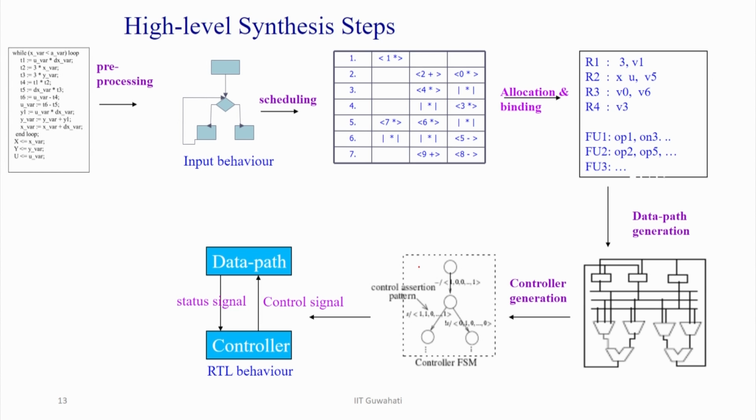Finally, we are going to generate this, which consists of a data path and a controller. The controller generates control signals to the data path to execute certain operations, and after the operation the data path gives status signals to the controller. Based on that, the controller decides the next state. So, this is the overall flow. We will discuss those sub steps with an example.